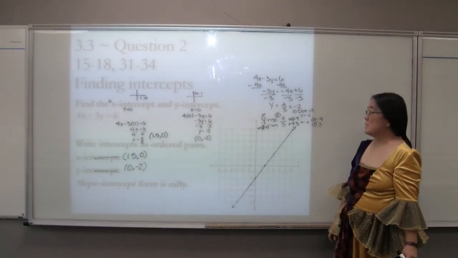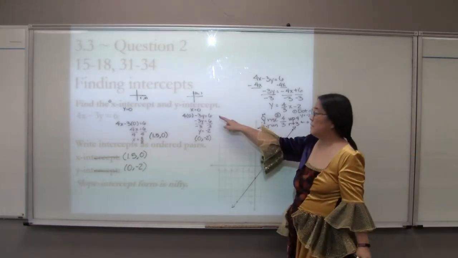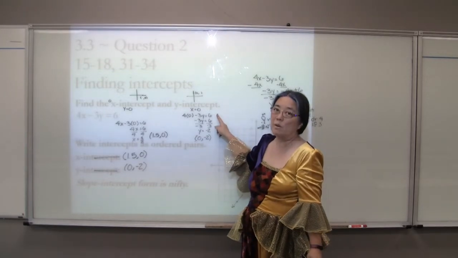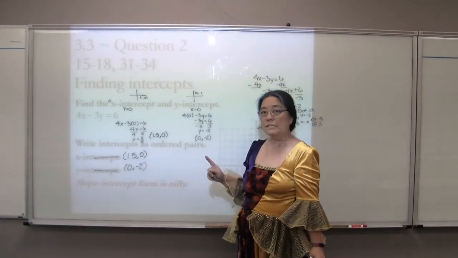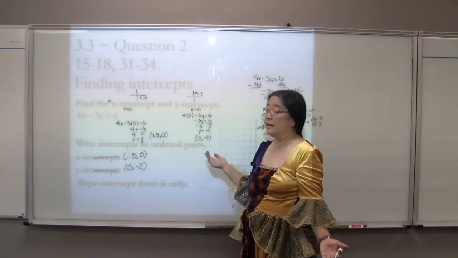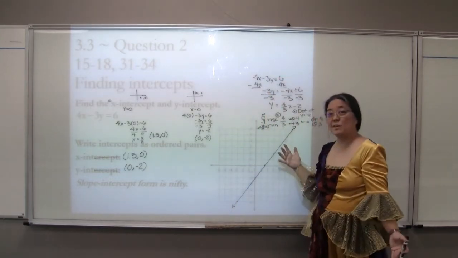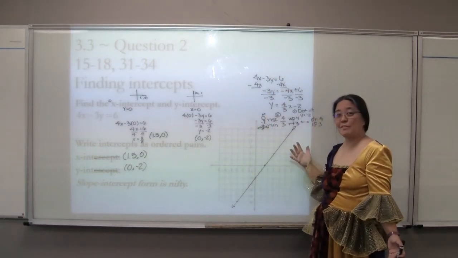The other reason to do it this way is that if this number here is ever a 0, you'll only get a single point. That's not enough to make a line. This way will work anytime you have a line.